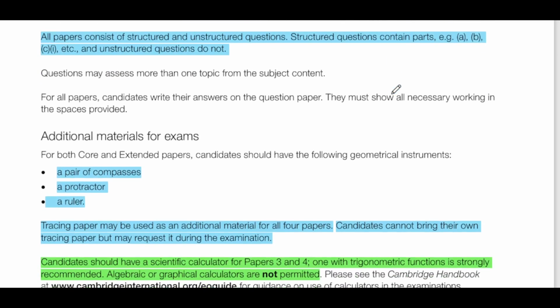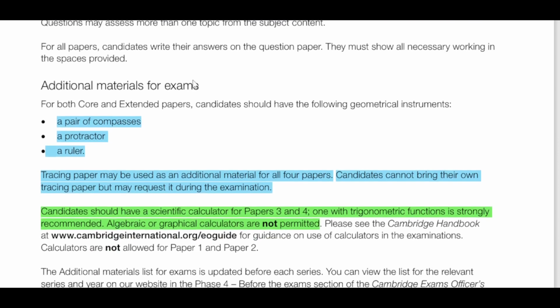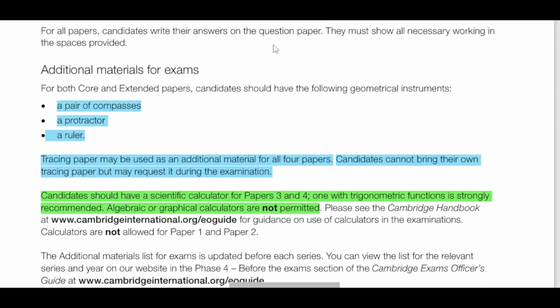So all papers consist of structured and unstructured questions. Structured questions will have parts, like part A, B, C, then further parts will be there, but in unstructured you will not have that deep content. The questions may assess more than one topic from subject content. For all papers, candidates write their answers on the question paper, so you will not have a separate answer sheet. You are just going to answer as before. So necessary working must be shown, that is very clear.